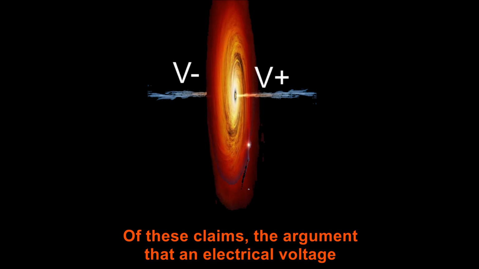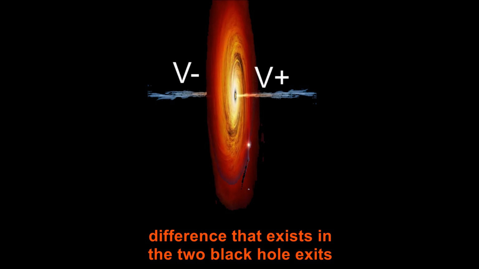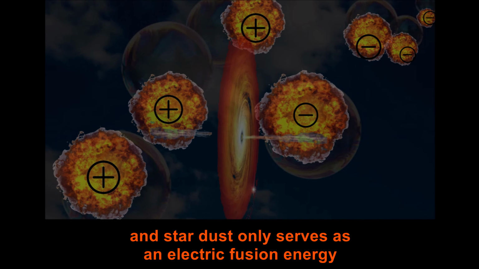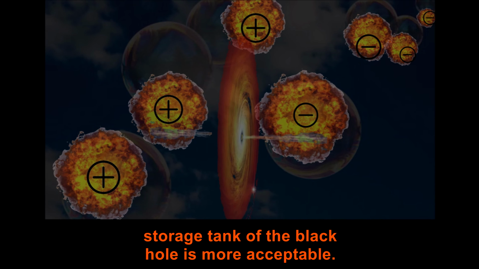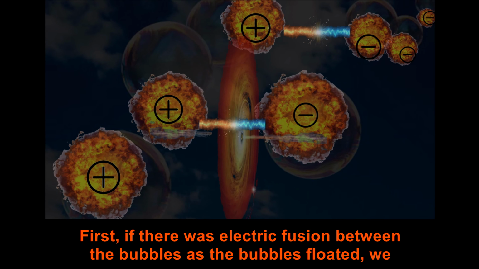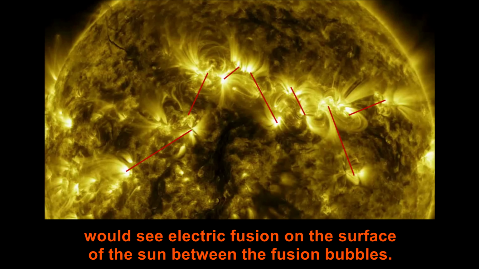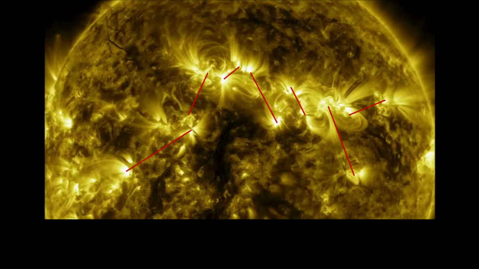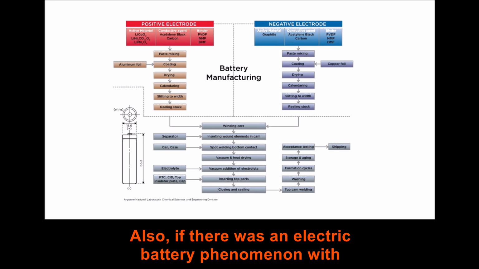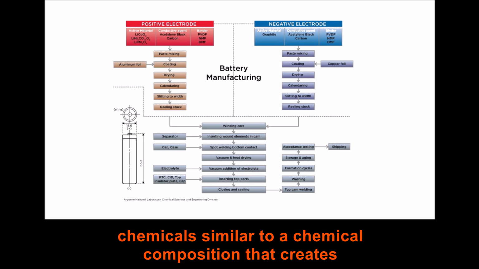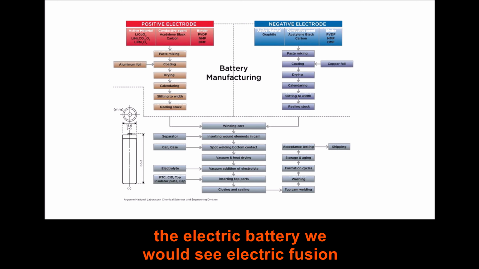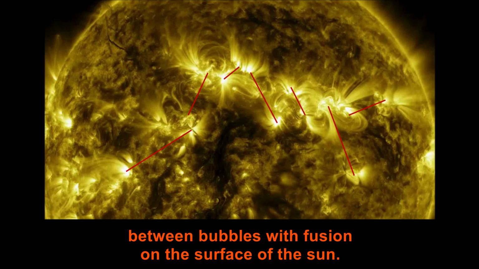Of these claims, the argument that an electrical voltage difference exists in the two black hole exits and stardust only serves as an electric fusion energy storage tank of the black hole is more acceptable. First, if there was electric fusion between the bubbles as the bubbles floated, we would see electric fusion on the surface of the Sun between the fusion bubbles. Also, if there was an electric battery phenomenon with a chemical composition similar to that which creates the electric battery, we would see electric fusion between bubbles on the surface of the Sun.